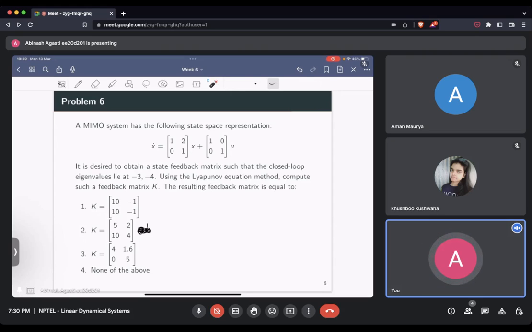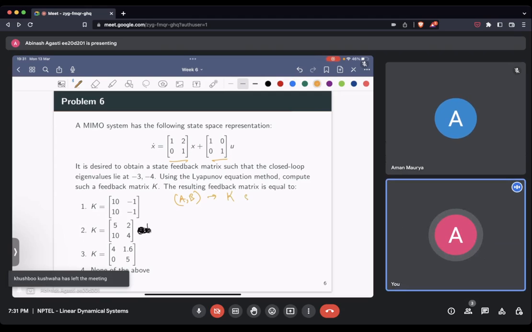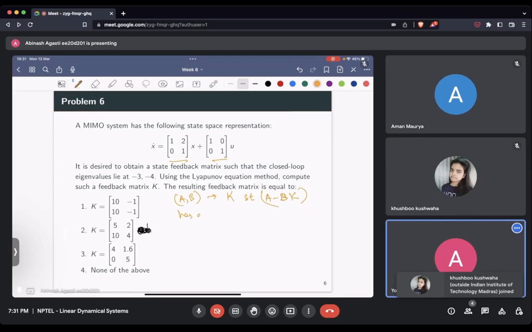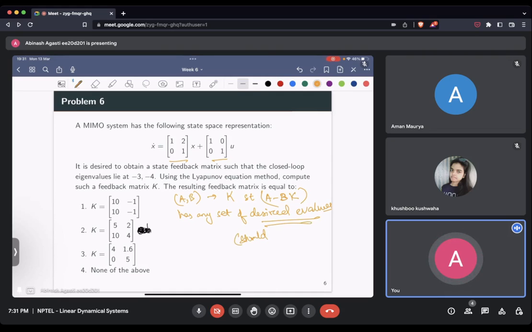So first I'll just mention the problem. Consider an n-dimensional, p-input pair A, B. We want to find a K matrix such that A minus BK has any set of desired eigenvalues, but these desired eigenvalues should not include any eigenvalue of A. So now tell me the eigenvalues of A first, because that is something we need to verify. Find the eigenvalues of A.